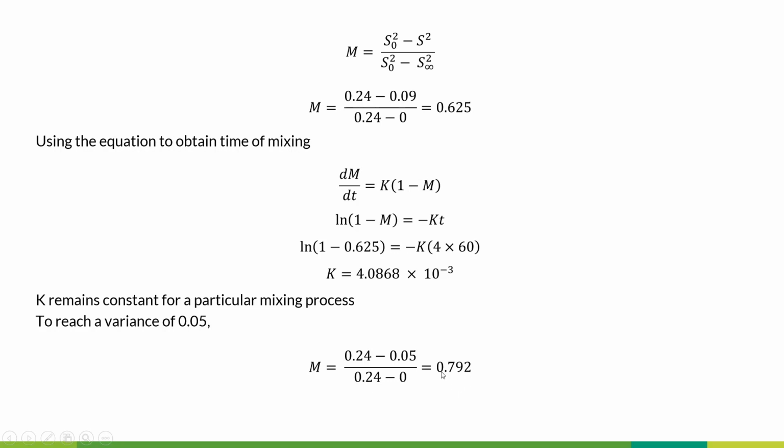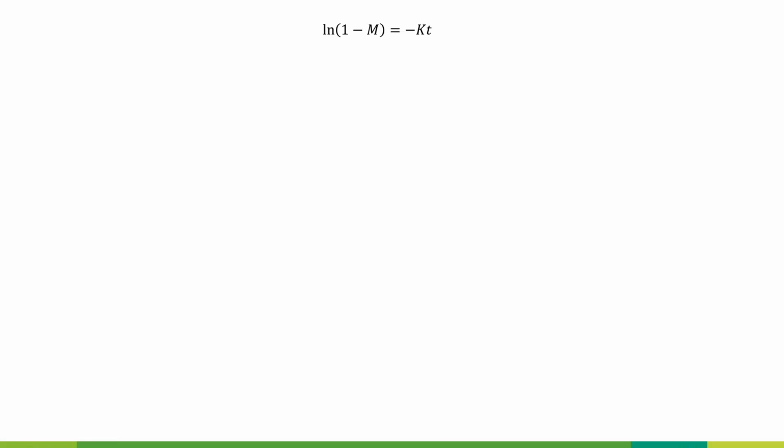So now that you know the mixing index at some other time point, and you already know the mixing constant, you can calculate the time for this particular mixing index. So ln of 1 minus m is equal to minus kt. I am substituting m value as 0.792 and k value that we calculated as 4.0868 into 10 power minus 3 second inverse into time. From this, you can get a time of 384 seconds.